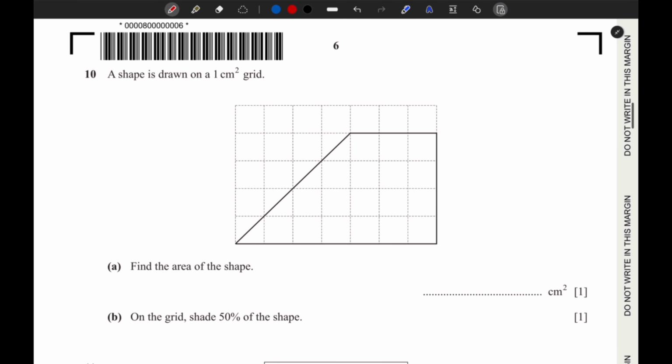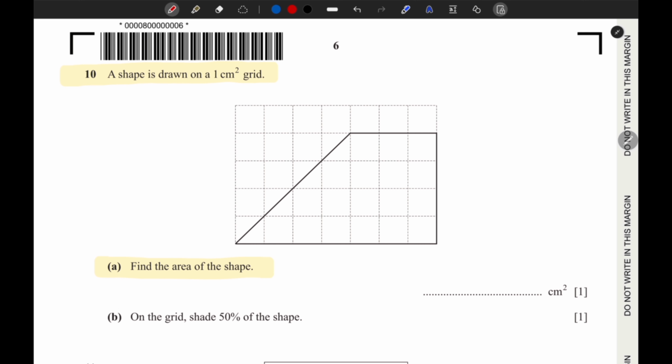Okay, now the 10th one. A shape is drawn on a 1 centimeter square grid. Okay, so that means this is actually a 1 centimeter square grid where all the sides are one. This one is 1 centimeter, 1 centimeter, 1 centimeter, and 1 centimeter. Okay, so now the first part is find the area of the shape.